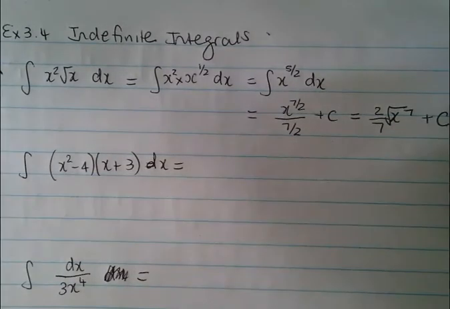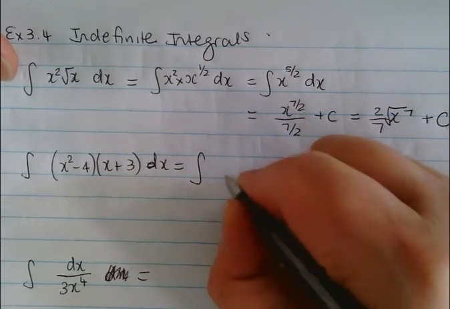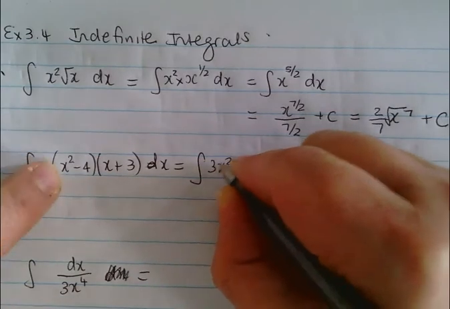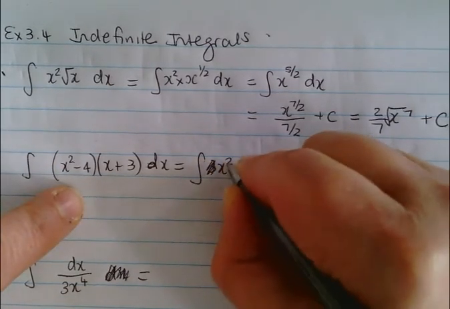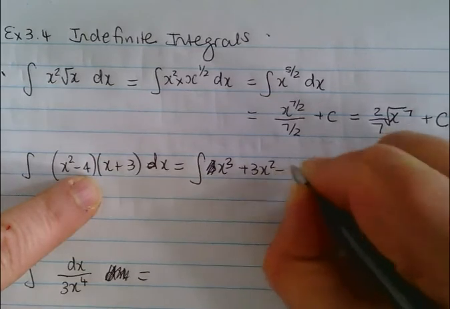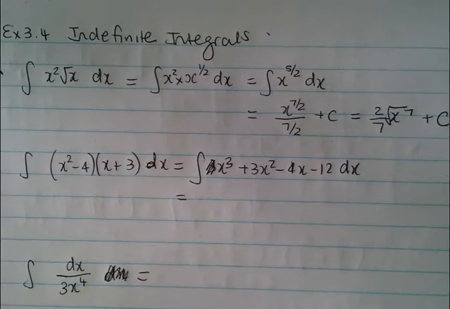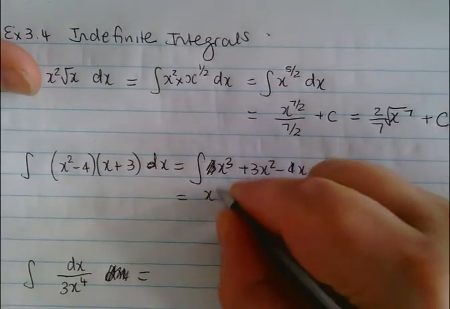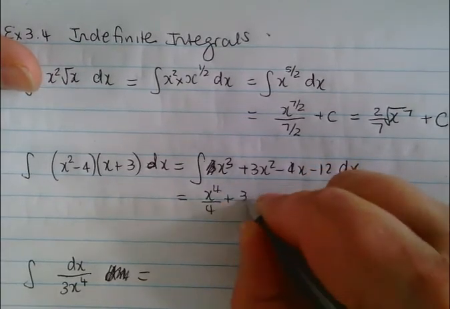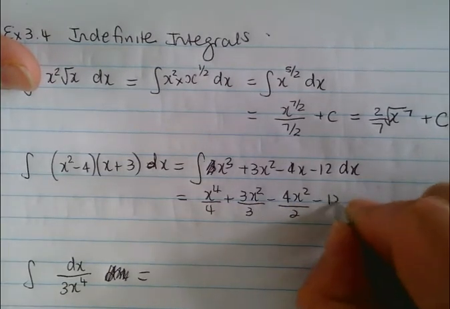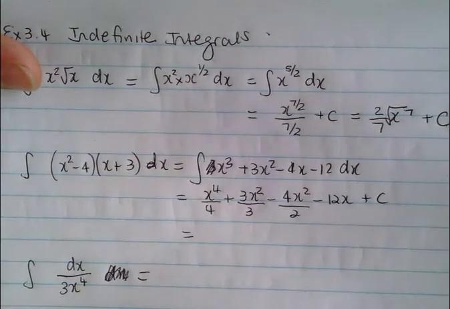How would I do the next one? Is there a product rule for integration? No. So what would you do? Expand. X cubed plus 3x squared minus 4x minus 12 dx, and off you go. So please, there's no product rule for integration. Expand until we learn there is a new rule coming up. Next video, we'll learn how to do it.